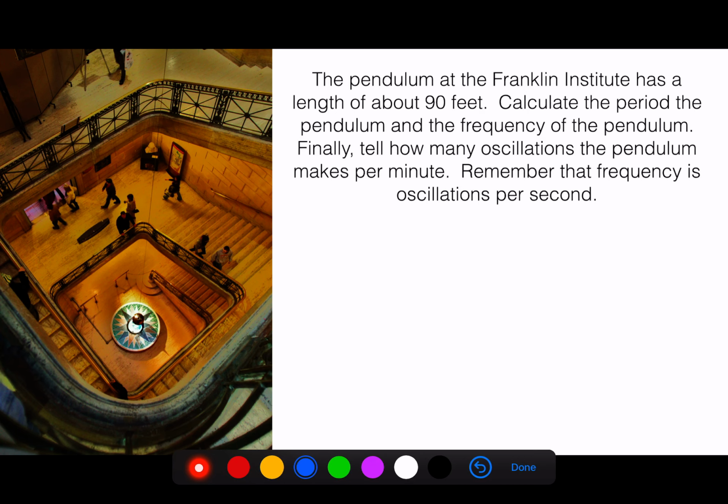The final problem you're going to do is take the Franklin Institute pendulum. I tell you its length. Just work directly, find the period, find the frequency, find out how many oscillations it makes per minute.